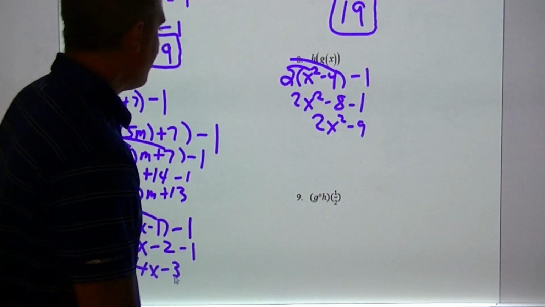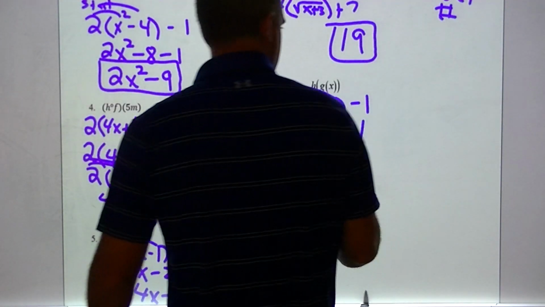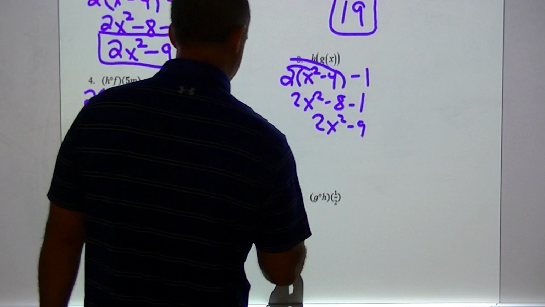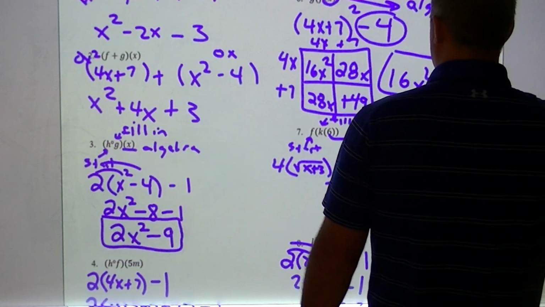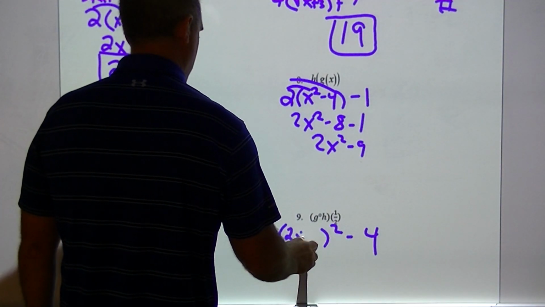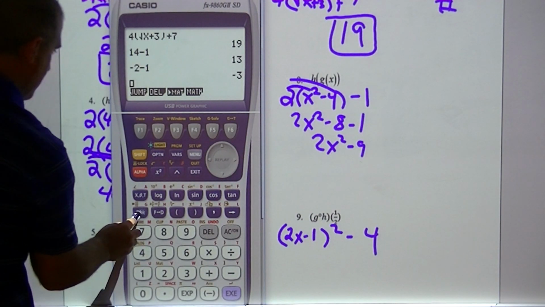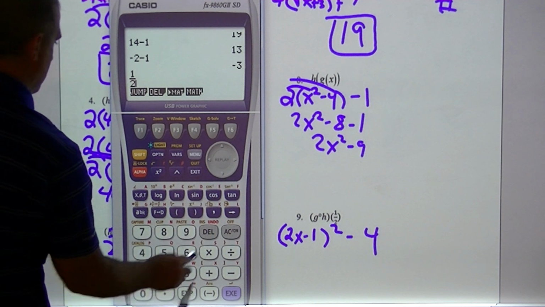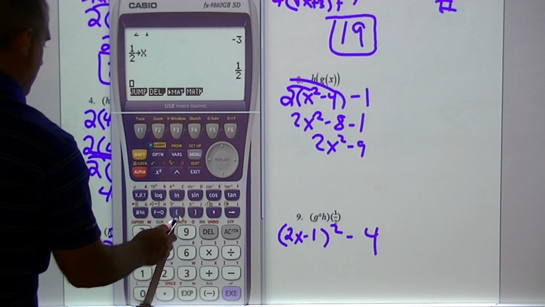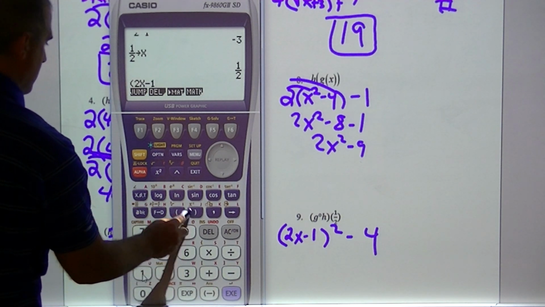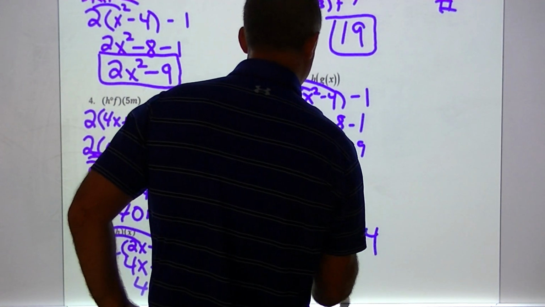g of h of a half. So I'm going to start with the g function, which is x squared minus 4. I'm going to fill in the h function, which is 2x minus 1. And then what this is telling me is go to the calculator. So I'm going to make my fraction, ABC, 1 over 2. Hit the right arrow for x. 2x minus 1 squared minus 4. And that calculation comes out to negative 4.